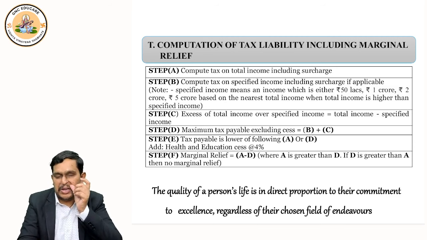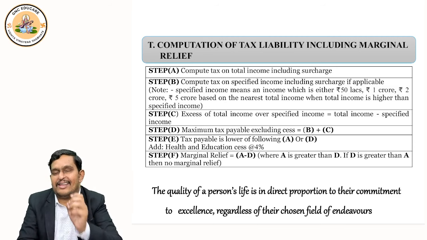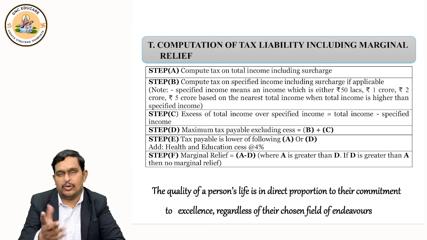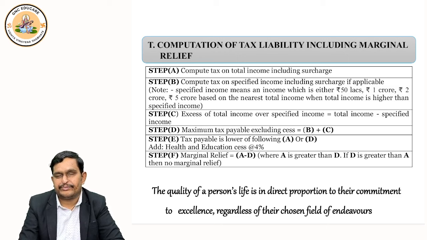Suppose in the question, they would have given 51 lakhs as your income. Then in step A, you will calculate tax as per slab and add 10% surcharge. In step B, you will simply calculate tax on 50 lakhs, but no surcharge applicable. So in step B, if surcharge is applicable, apply, otherwise ignore. But in step A, definitely surcharge will be there. In both the steps, no health and education cess. Please remember, okay?